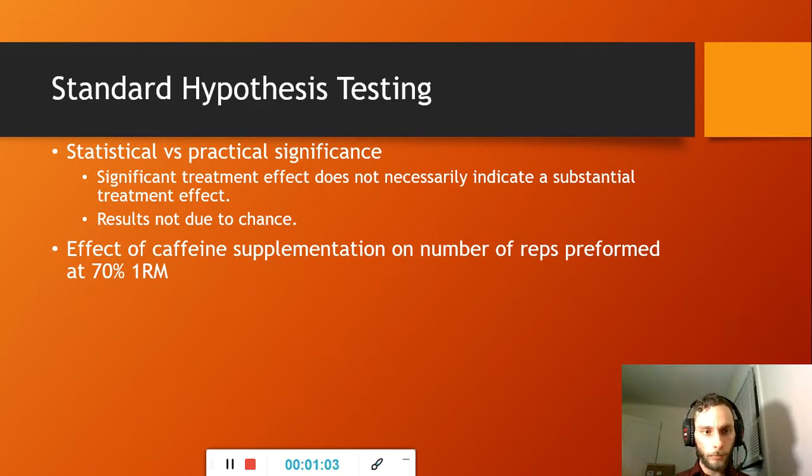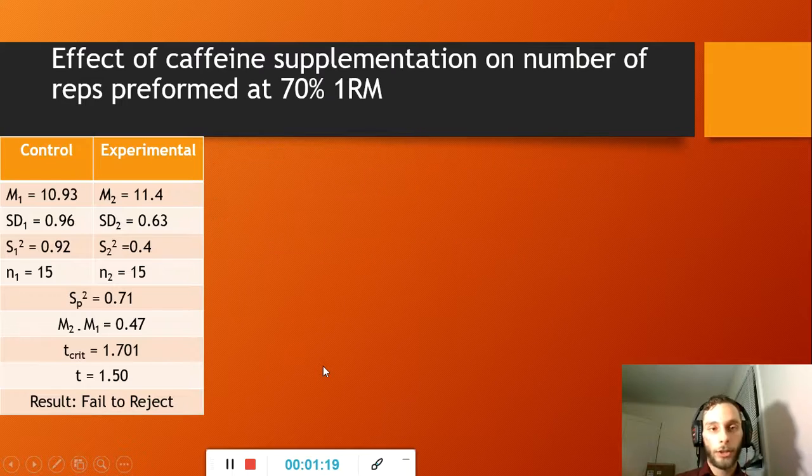To illustrate this issue, I'm going to talk about some data I came up with regarding the effect of caffeine supplementation on the number of reps performed at 70% 1 rep max. Here we have a data set I created, n of 15 in each group. To figure out the effect of caffeine supplementation in this scenario, we create a control group and we create an experimental group.